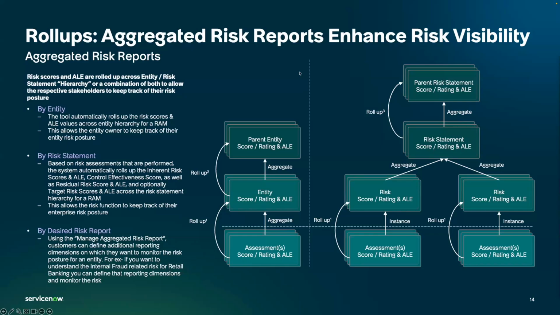On the left-hand side, roll up by entity. Assessments produce scores at the bottom. These scores aggregate to the entity level, your application, process, or business unit. Then they roll up further to parent entity, department, division, enterprise. This allows entity owners to track their risk posture. A department head sees aggregated risk across all applications in their portfolio, and an executive sees aggregated risk across all departments.